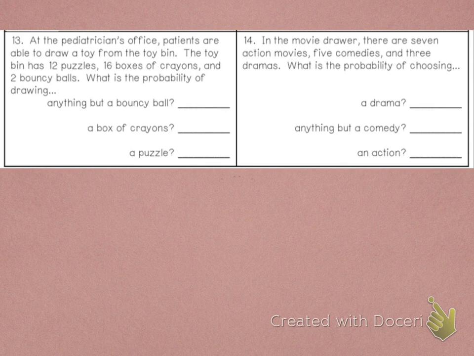At the pediatrician's office, patients are able to draw a toy from the bin. The bin has 12 puzzles, so I'm going to write 12P, 16 boxes of crayons, and 2 bouncy balls. What is the probability of drawing anything but a bouncy ball? So in this case, I need to add up my total first. So 12 plus 16 plus 2. 2 plus 6 is 8, plus 2 is 10. And then 1 plus 1 plus 1 is 30. So it's out of 30.